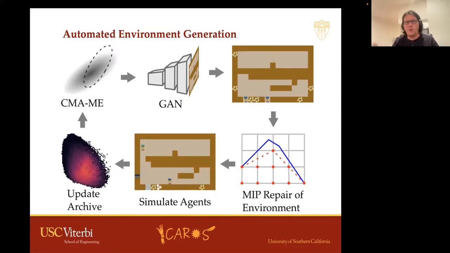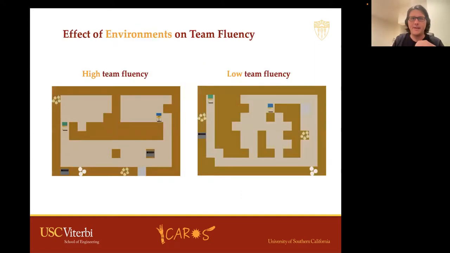And then we wrap this whole thing in a quality diversity algorithm like CMA-ME, searching over the latent space of the GAN, and then updating an archive of all these different environments that have different behavior. So with one run, we can get different measures of team fluency. On the left, we have a high team fluency environment. Each player basically has their own workspace, and they grab the soups independently.